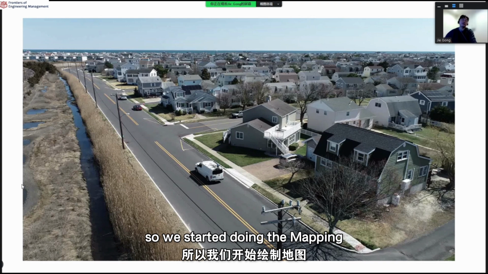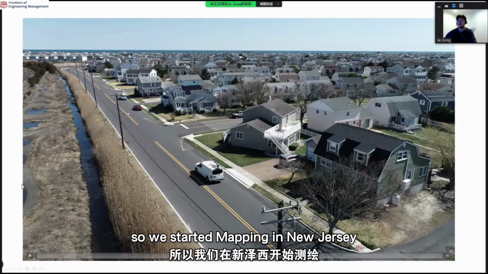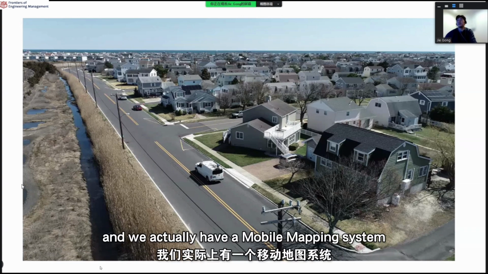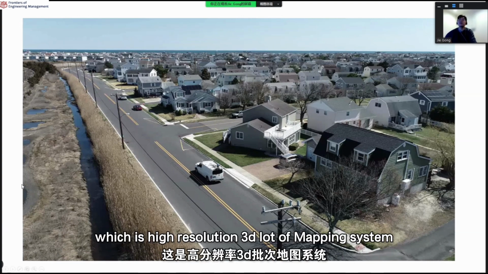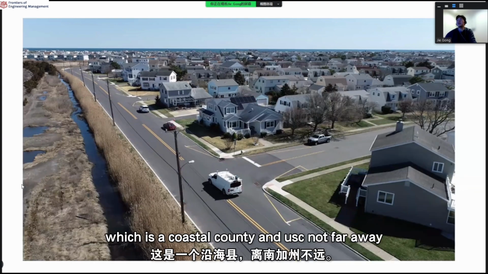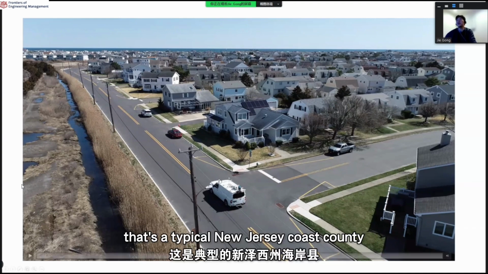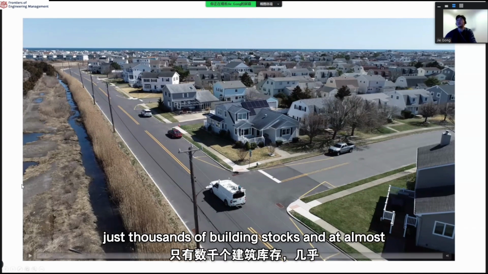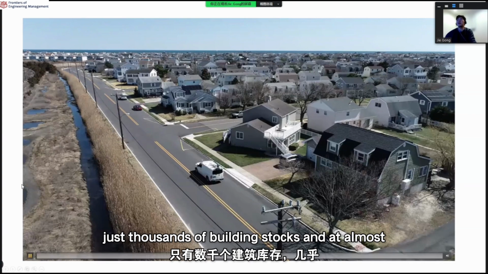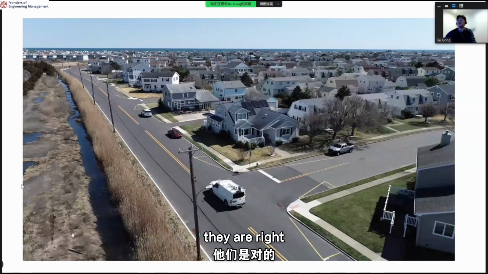So we started doing the mapping. We actually do a lot of mapping work. We started mapping the entire New Jersey, and we have a mobile mapping system, which is a high resolution 3D LiDAR mapping system. This shows you some work we're doing in Cape May, which is a coastal county, and you will see not far away, that's the coast, the ocean lies over there. That's what a typical New Jersey coastal county looks like. Just thousands of building stocks, at almost 3 or 4 feet above sea level. And you can see how vulnerable they are, right?